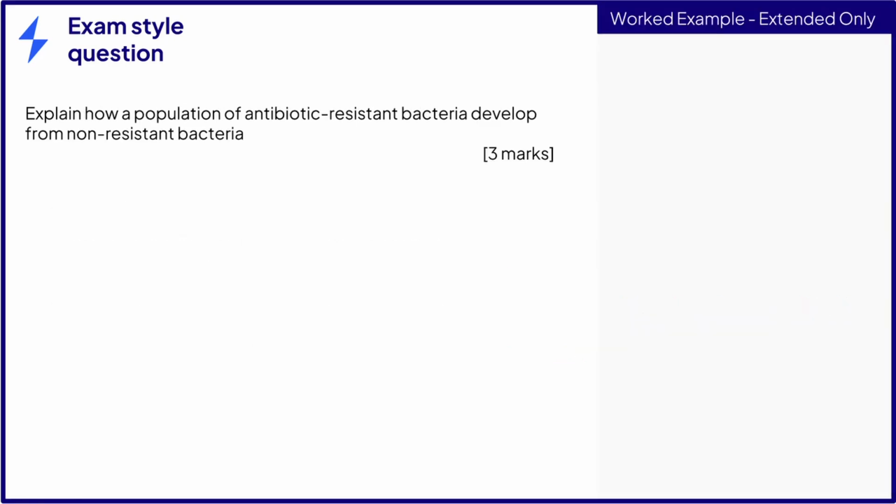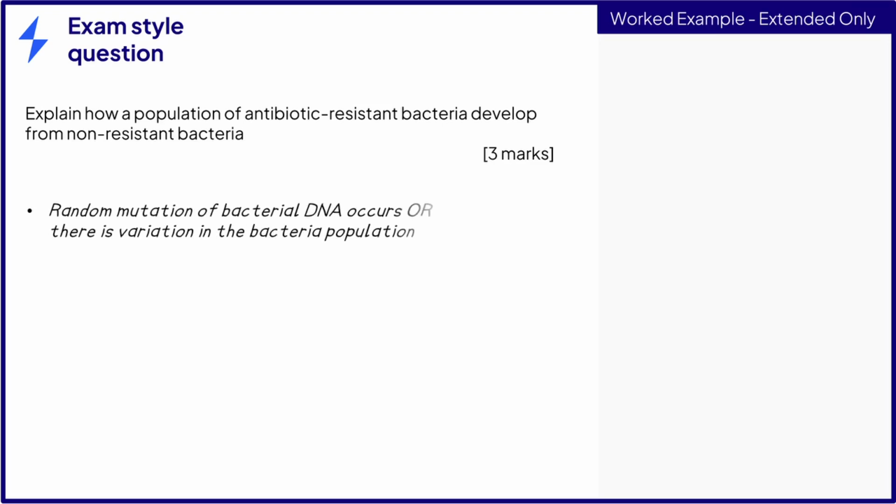For those of you studying the extended content syllabus, we can see another exam-style question which asks you to explain how a population of antibiotic-resistant bacteria develop from non-resistant bacteria for 3 marks. Our first marking point needs to address how the first bacterial cells become resistant, which is through mutation in their DNA and results in genetic variation within the population.